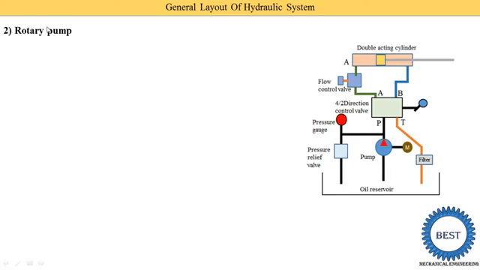Second component is the rotary pump. So why is the rotary pump required? In an oil hydraulic system, we need to increase the pressure. Without increasing the pressure, oil is not able to create much force. So if we increase the pressure, then the force is increased.